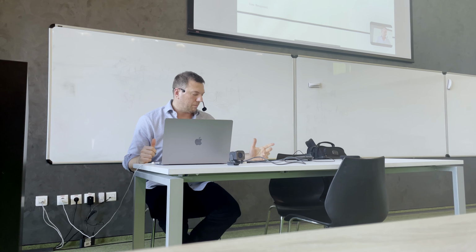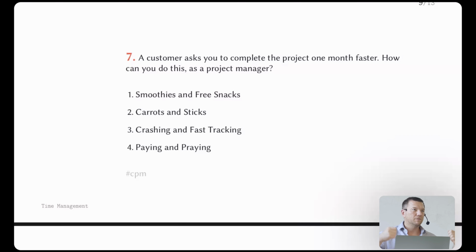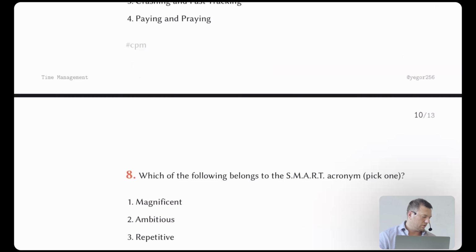And finally, the option paying and praying. Maybe you know that wording. It means you just hope for the best, give as much resources as you can, and then hopefully the miracle will happen. So which one would you go for?